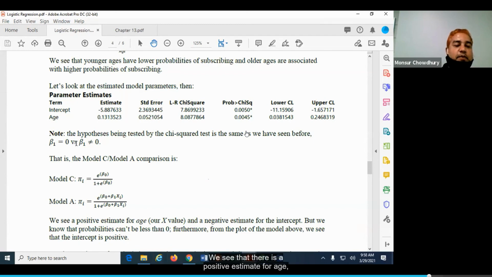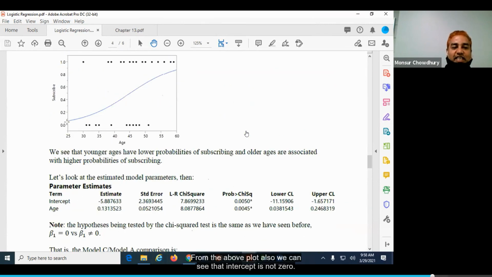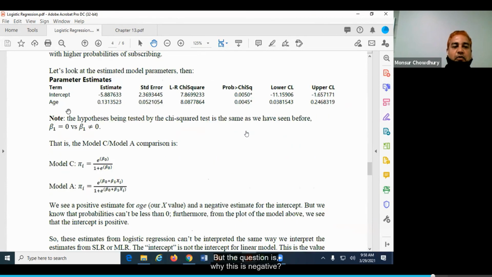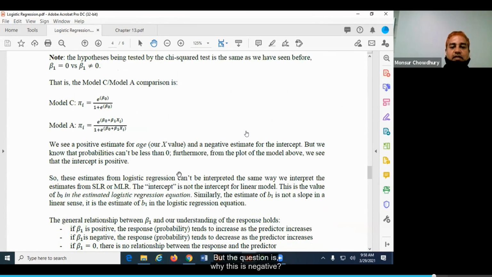Now we see that there is a positive estimate for age, for the x value, and a negative estimate for the intercept. But we know that probabilities cannot be less than 0. From the plot we can see that the intercept is not 0, and the question is why we see it as negative. The reason is that these estimates from the logistic regression cannot be interpreted the same way that we interpret the linear regression model, that means simple linear or multiple regression.